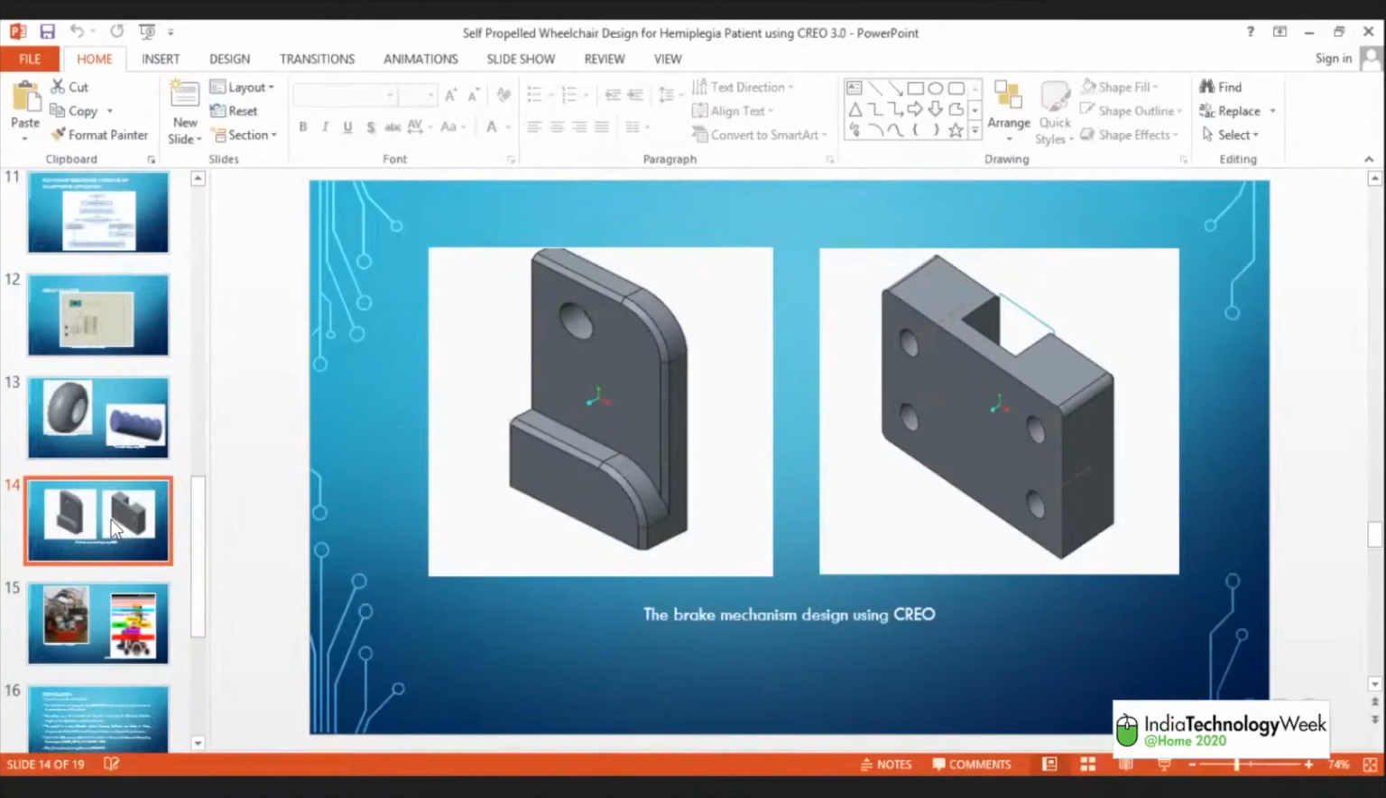So these are a few components that we worked upon, and we designed them as per the requirement of the special case, right? This may vary from person to person, and correspondingly the dimensions may differ, right? If you want to see the correct dimensions, they are available in the paper.